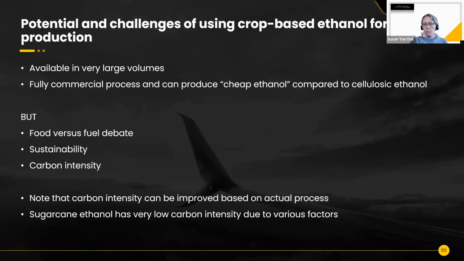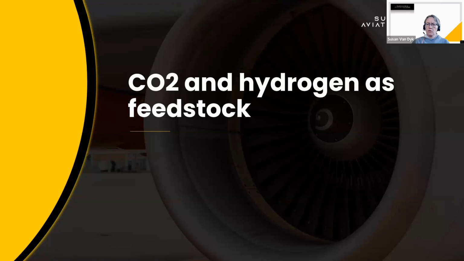And sugarcane ethanol already has very low carbon intensity due to various factors, renewable energy that is used, the way it's grown. It's a very, very high productivity because of the warm climates. So sugarcane ethanol has almost the same carbon intensity as cellulosic ethanol to jet. We can also use carbon dioxide and hydrogen as feedstock.